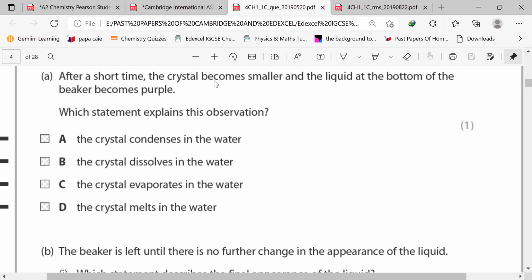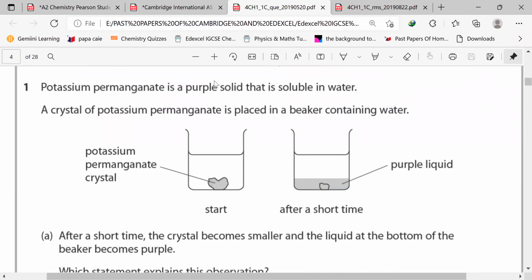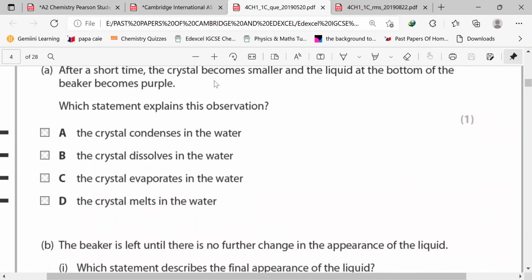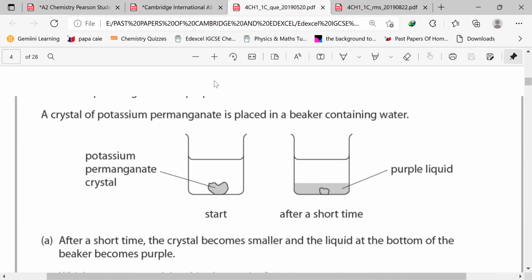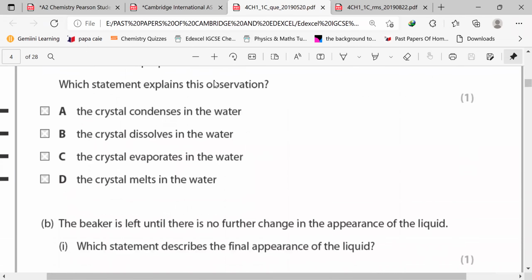The crystal dissolves in water. No, the crystal melts in the water. How do you know? Because there is a liquid at the bottom of the water, that would imply that the crystal itself has melted. How do you know it is melting? Because it needs the melting point. I think the answer should be dissolved, right? Yes. B should be the correct answer.